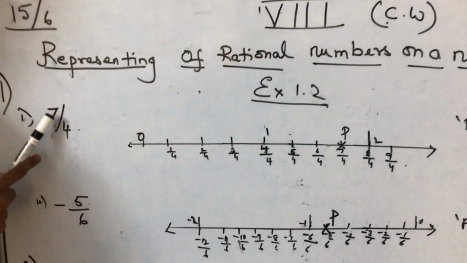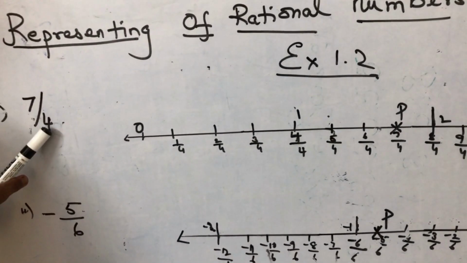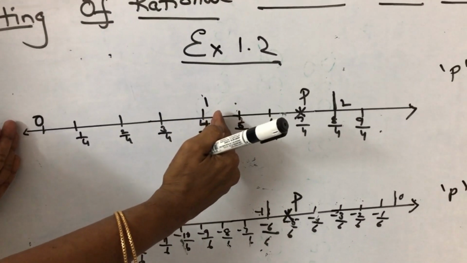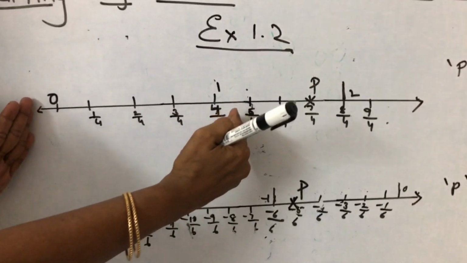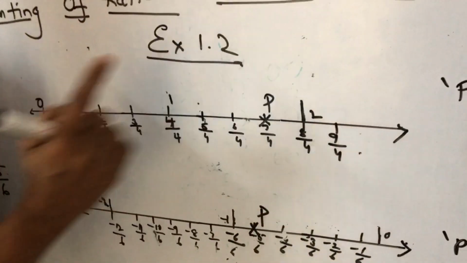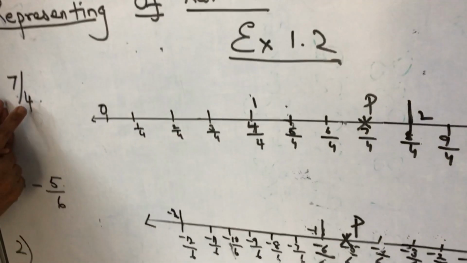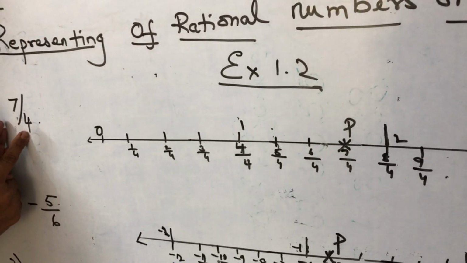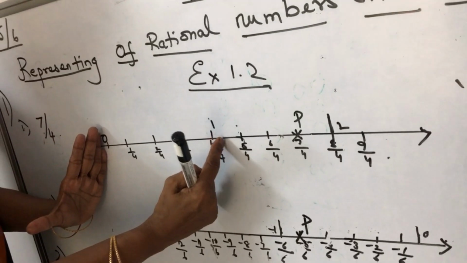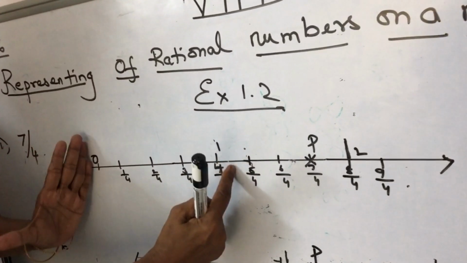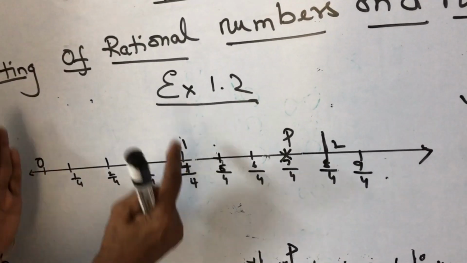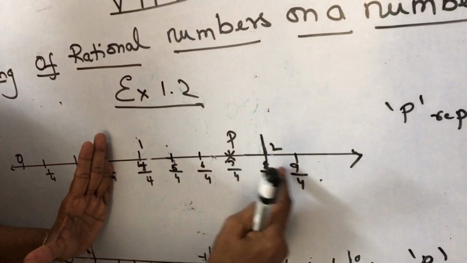For example, in 7 by 4, the denominator is 4. The unit length, that is from 0 to 1, should be divided into 4 equal parts. From 1 to 2 again into 4 equal parts. Don't get confused, girls. The denominator only should be divided. Your denominator is 4. So a unit length must be divided into 4 equal parts. 0 to 1, 4 parts: 1, 2, 3, 4. 1 to 2, 4 parts and so on.